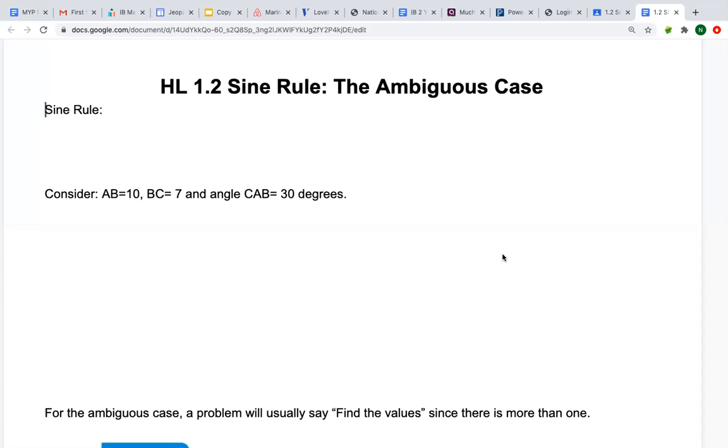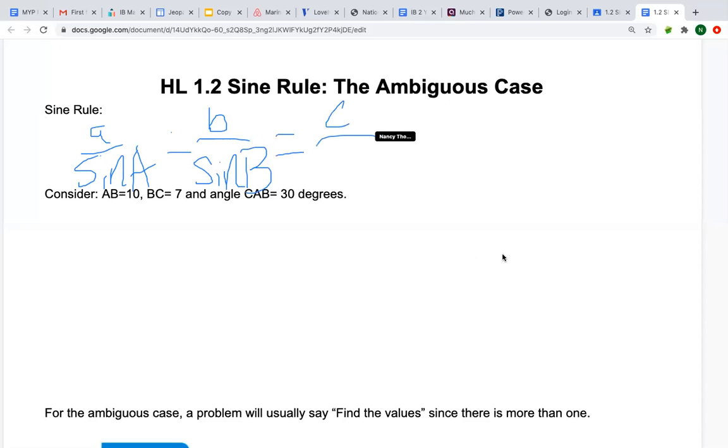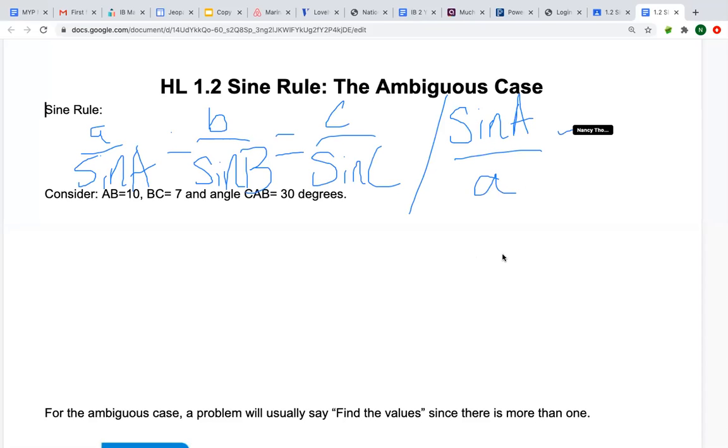Okay, so first things first, for sine rule, just a quick review is A over sine of angle A is equal to side B over sine of angle B, which is equal to side C over sine of angle C. Now this, because they are just fractions, can be written as the reciprocal. So this could also be rewritten as sine of A over side A, and then that's equal to sine of B divided by side B, which is equal to sine of C divided by side C.